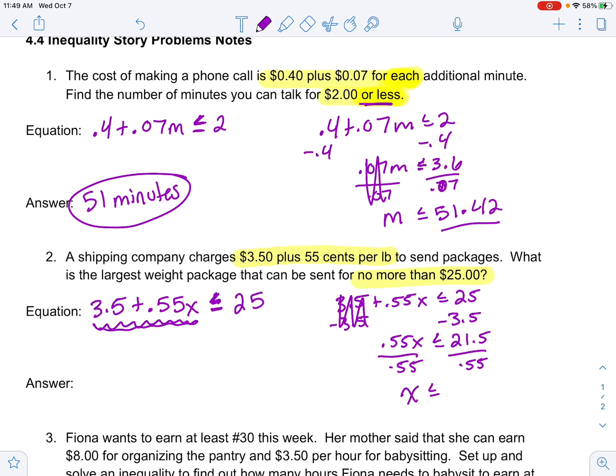Okay, so what is the largest weight package that we can ship for $25? When I divide that, I get 39.09. So 39 pounds is the largest package that I could ship.